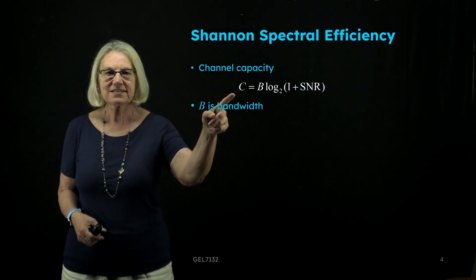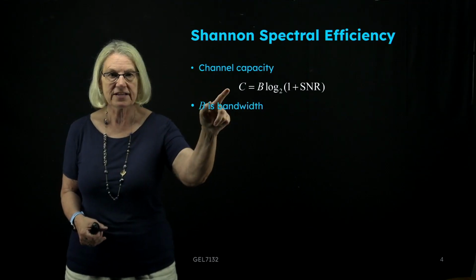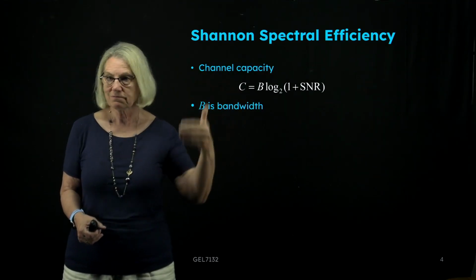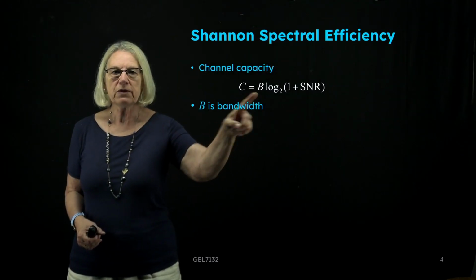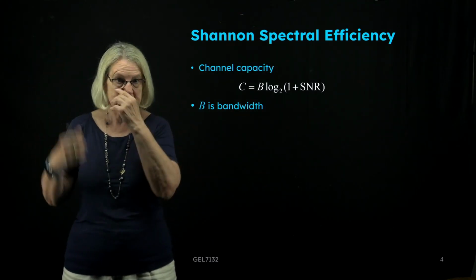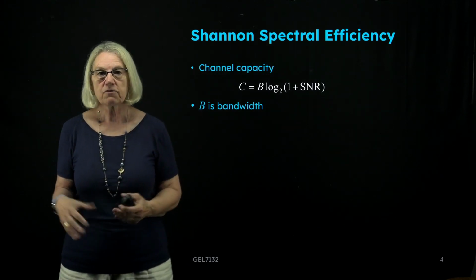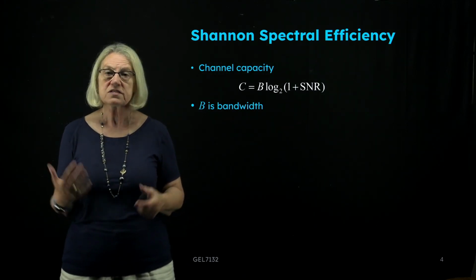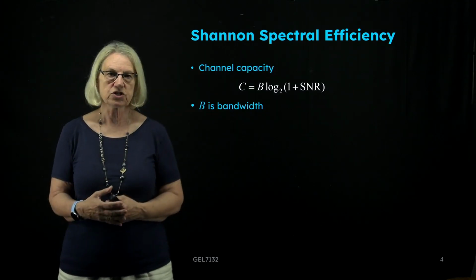It says that the capacity C, and that's usually in bits per second, how fast I can transmit per hertz, how much bandwidth am I occupying to send it, is proportional to B, where B is the bandwidth, so for a certain bandwidth. And then I have the log base 2 of the sum of 1 plus the signal-to-noise ratio. So this is a fundamental relationship for the additive white Gaussian noise channel.